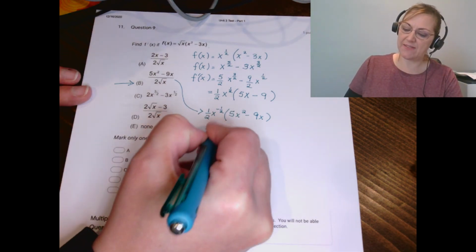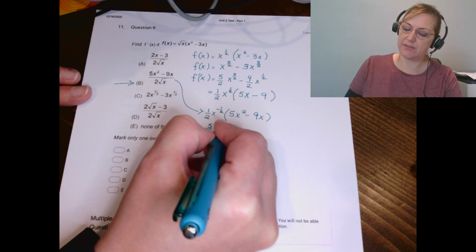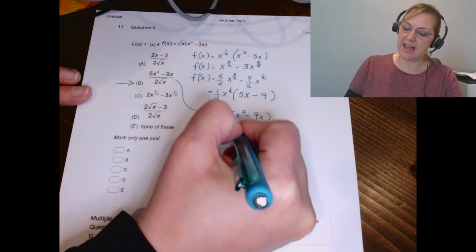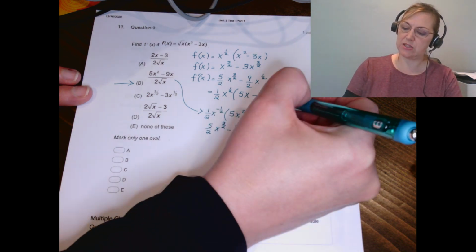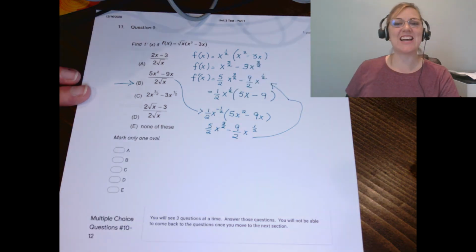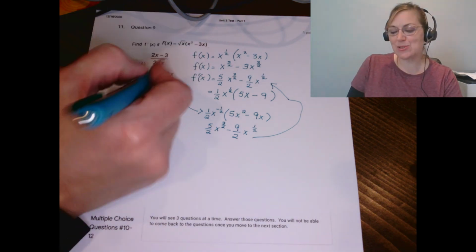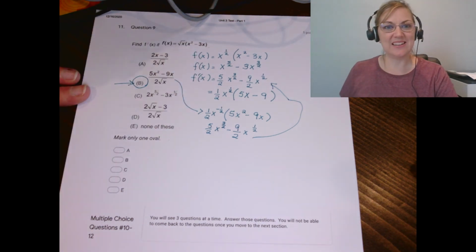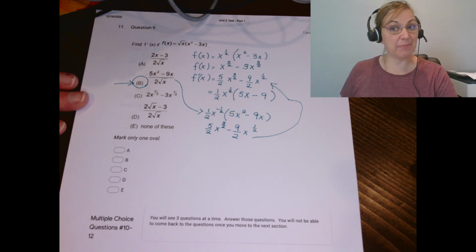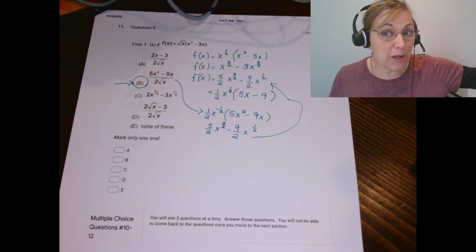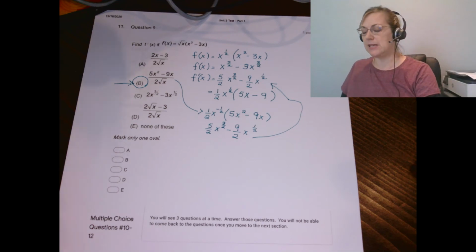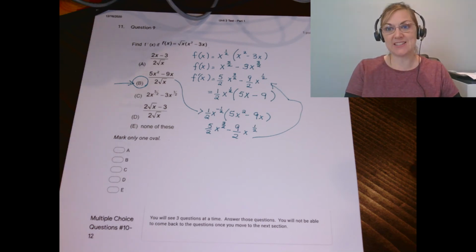It'll give me 5 halves x to the 3 halves. That'll give me 9 halves x to the 1 half. Look, friends, these two are exactly the same. That's why answer choice B is the answer. But tricky because I had to get my answer. Then I had to take an answer choice that looked close, and manipulate it to see if I could get them to be exactly the same.